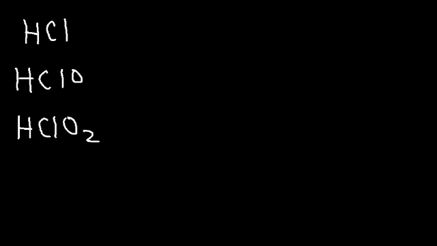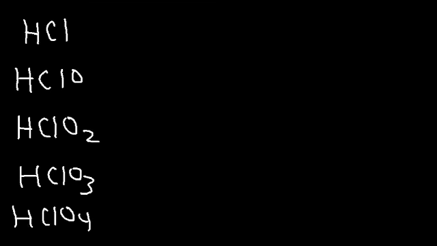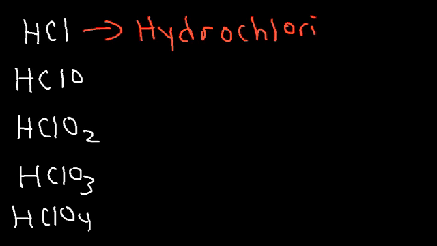Now what about these 5 compounds? HCl, HClO, HClO2, HClO3, and HClO4. How can we name these acids? Well, Cl- is chloride, and whenever you have the suffix ide, you have to replace it with the prefix hydro and the suffix ic. So HCl is called hydrochloric acid.